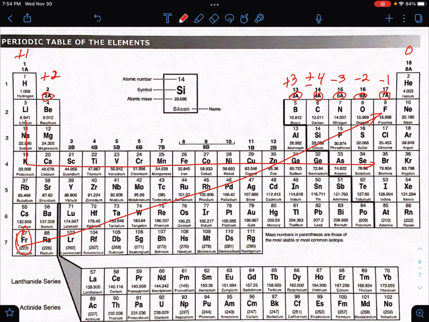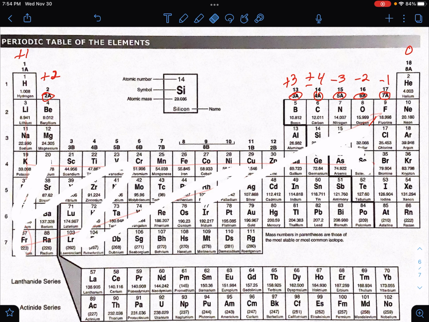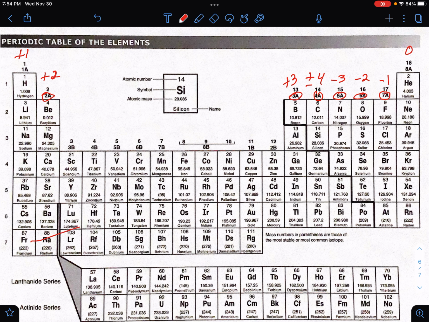As you go down a group, it just gets easier and easier because you're adding more energy levels. Those electrons are getting further and further away, so it does not take very much. But as long as you basically follow this pattern right here, as you go towards the top right, ionization energy gets higher.